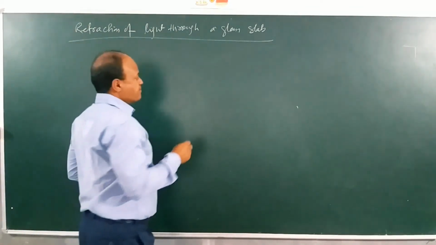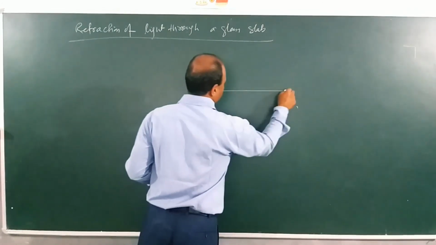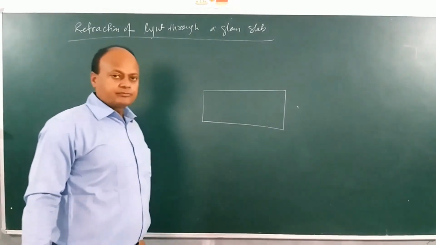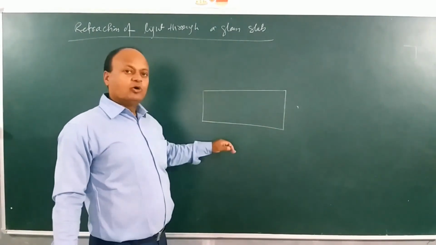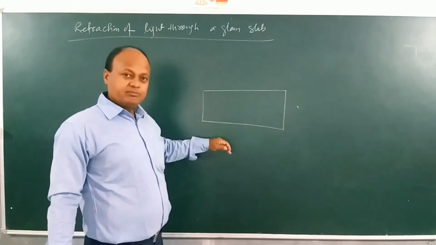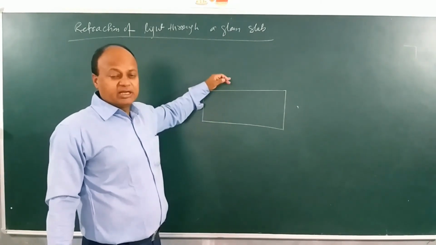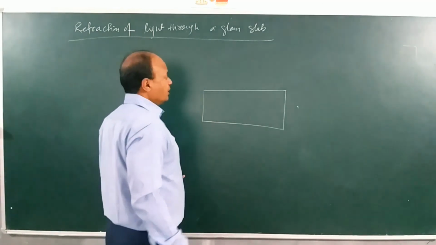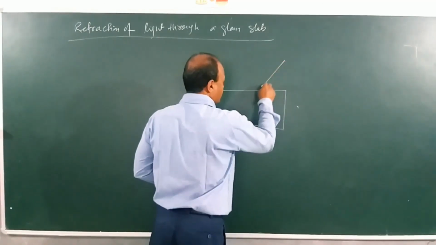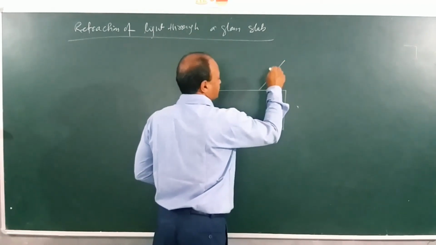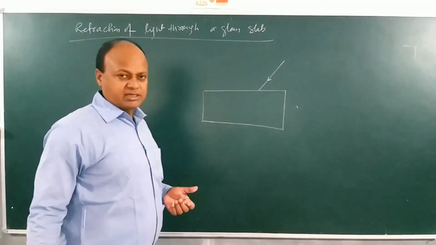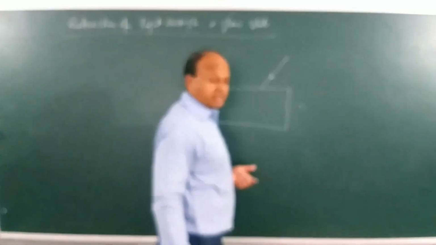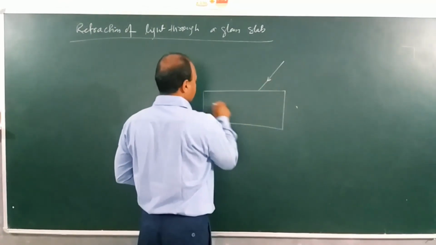Here we have a glass slab. Remember, above and below medium is same. Generally we will assume that it is air because we will be keeping the glass slab in what? Air. Now we take an incident ray. This ray is incident. Not necessarily that you take from right side, you take from left side also. Either way you take. This is air and this is glass.